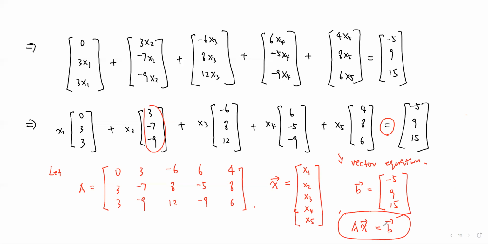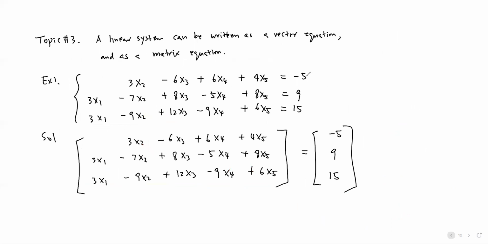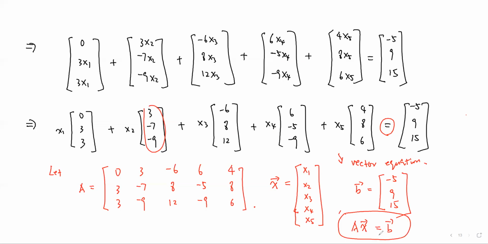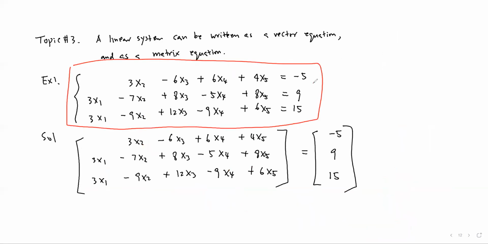So this equation is a matrix equation. Also, this is the linear system. The reverse is also true. A matrix equation can be written, by the definition of a matrix times a vector, as a vector equation. A vector equation further can be written as a linear system.